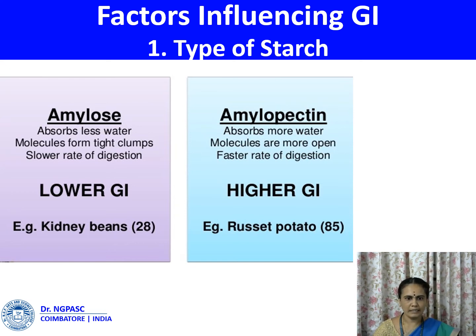Kidney beans have a high content of amylose, which is very good for diabetes patients. And roasted potato has a high glycemic index, so it has a high composition of amylopectin. So a diabetes patient may choose kidney beans instead of roasted potato.